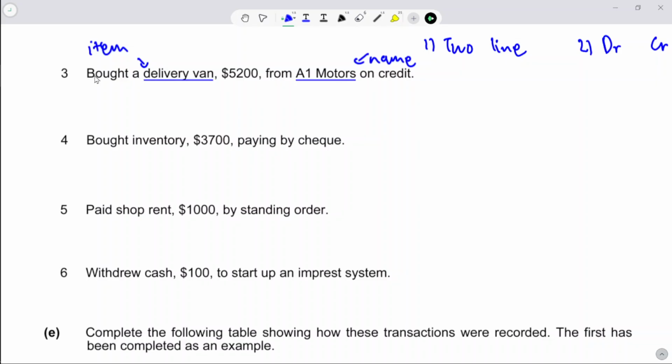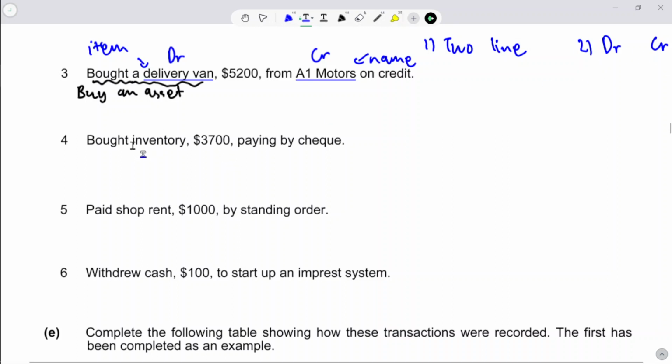This one is a bought item, right? It's actually buy an asset. You buy an asset, so you just debit. Then if there is one debit, the other one will be credit. Now let's go to line number 4. First we draw two lines, then debit, credit.